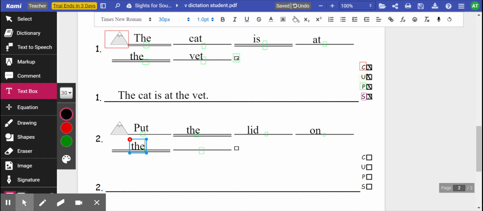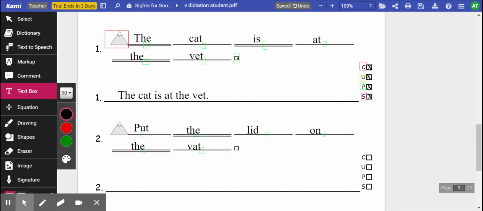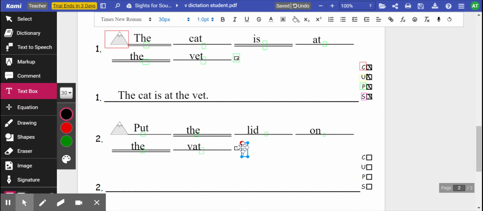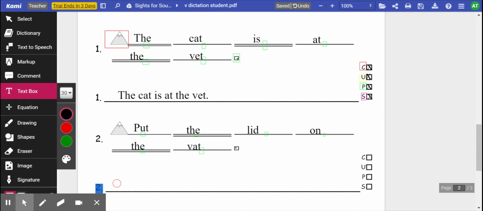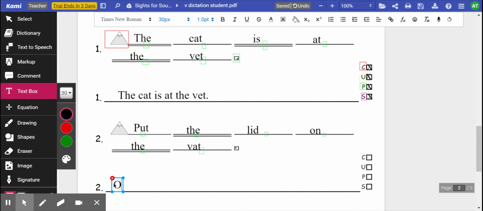Sound it out. V, at, vat. And put the lid on the vat. Are we saying something or are we asking a question? Sounds like we're telling someone to do something. So that should end with a period. Nice. Now when you check the teacher's copy, do your rewrite.